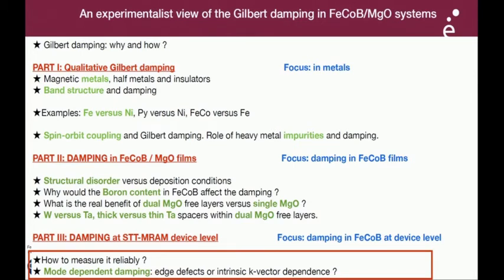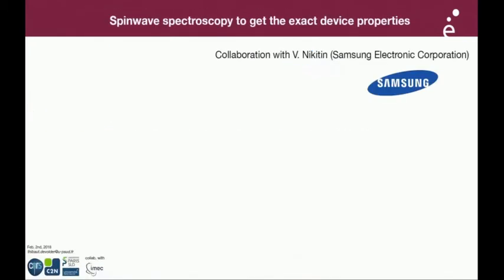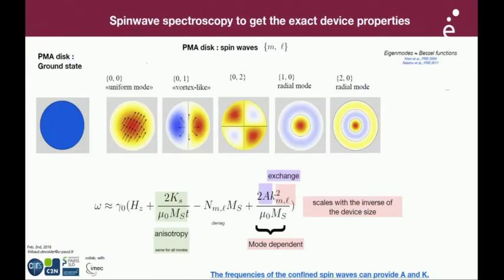And now I will detail what we can say and what we can measure at device level. Most of this was done on samples provided by Vladimir Nikitin at Samsung. And what I will do is spin wave spectroscopy. So instead of doing ferromagnetic resonance, where we were looking at the uniform modes, now we'll look at non-uniform modes localized in the free layer.